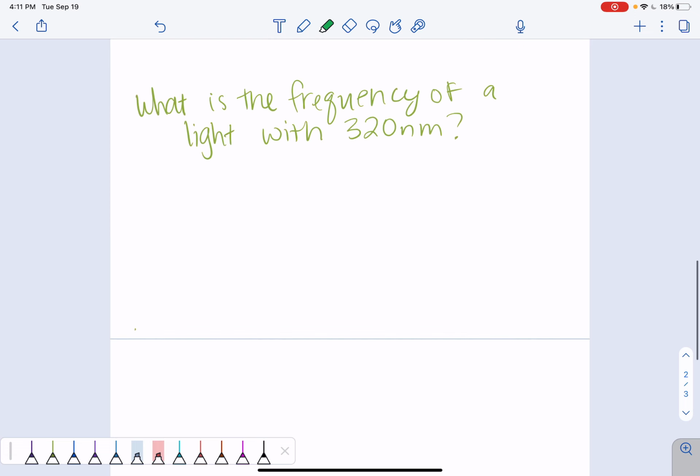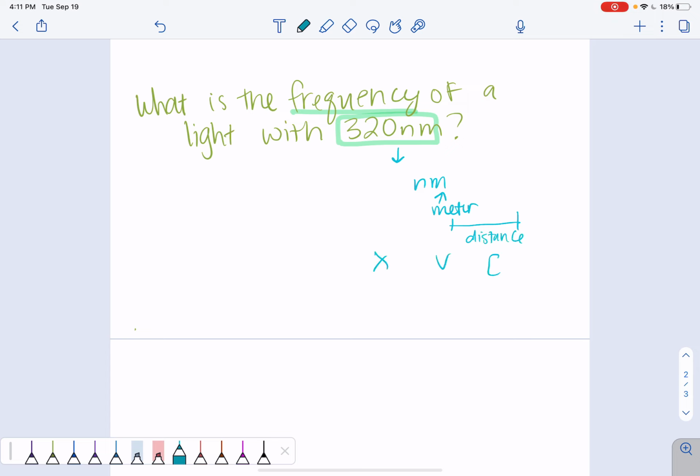All right, another problem. Let's use blue. What is the frequency of a light with 320 nanometers? All right, what is nanometers? It's a type of meter, which is a measurement of distance. Which one of these is a measurement of distance? Wavelength. So what this is telling me is that lambda is equal to 320 nanometers.